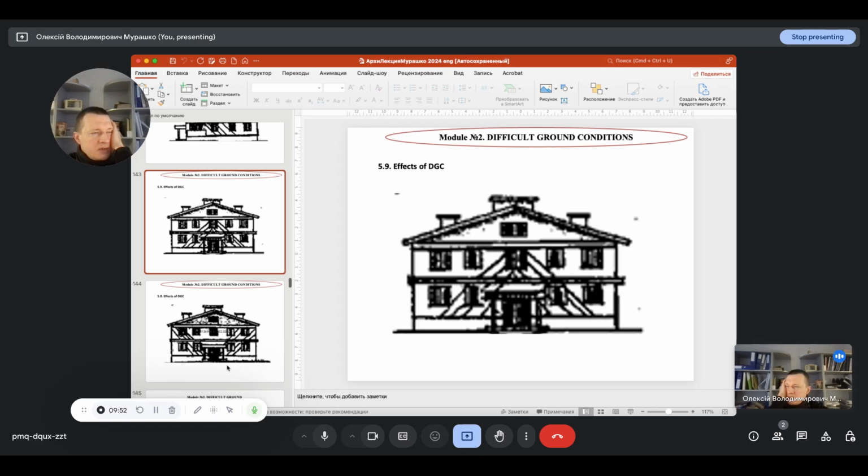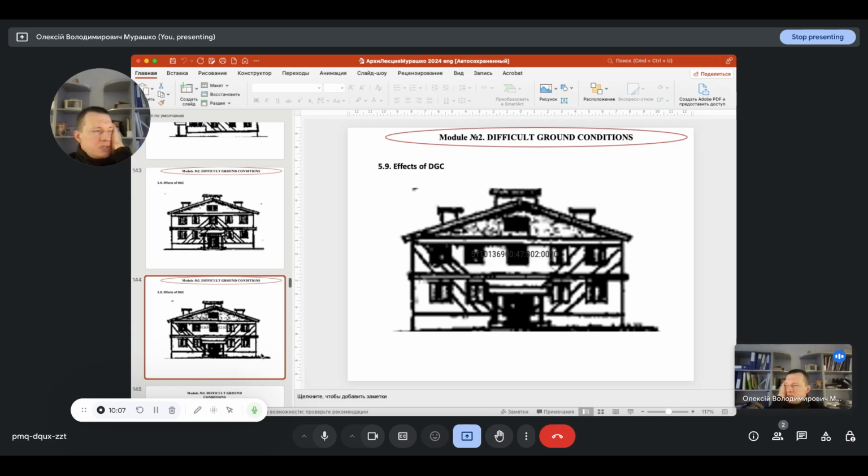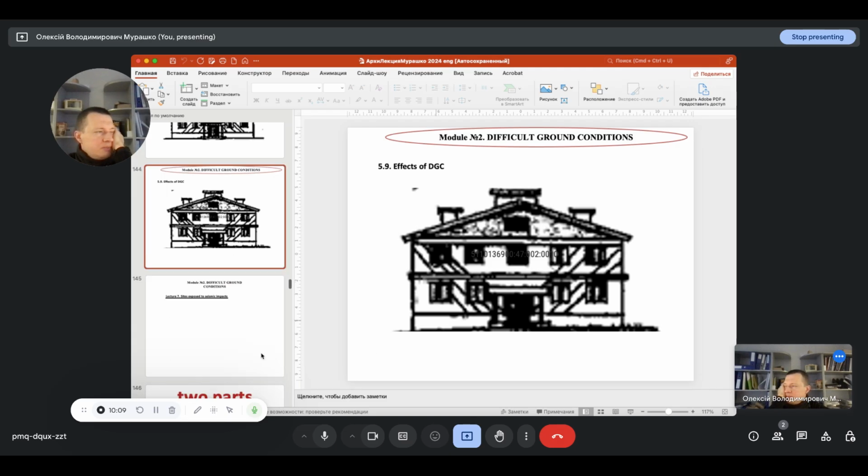In this case, we have a certain problem, which is caused by the location of something rigid under the central part of the building, because these parts of the building move in the vertical direction, move down in this direction.